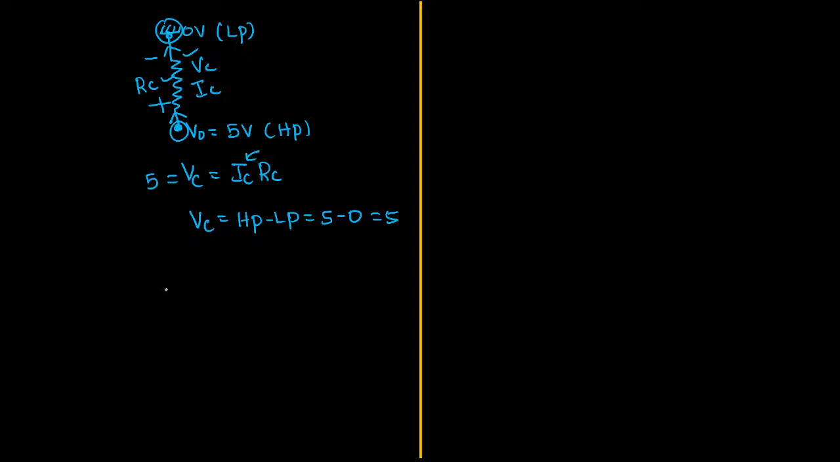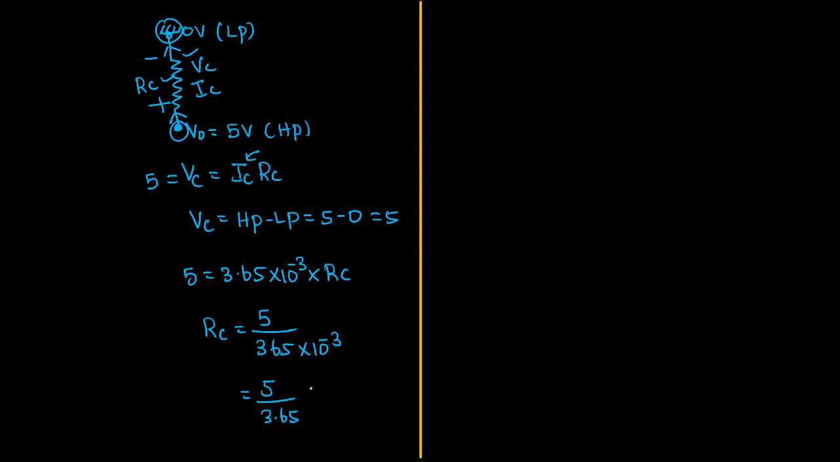We know the value of IC also. It's time to explore the value. So 5 is equal to IC. How much did we get? 3.65 milliampere, right? I hope I'm correct. Into RC. From this, the value of collector resistance RC is going to be 5 upon 3.65 into 10 power minus 3. If you pass this 10 power minus 3 to the numerator, it will become 5 upon 3.65 into 10 power plus 3. What is the value of 5 by 3.65? Anybody explored this value?